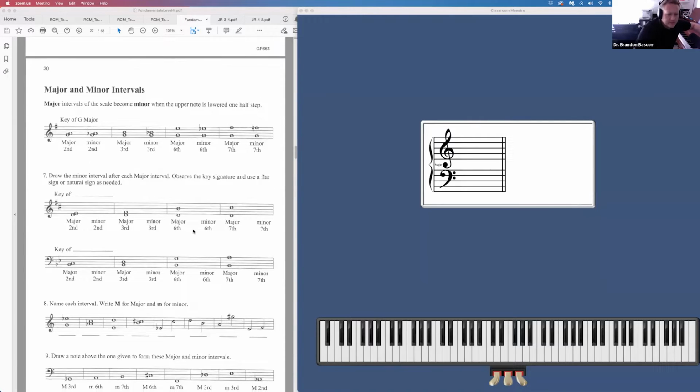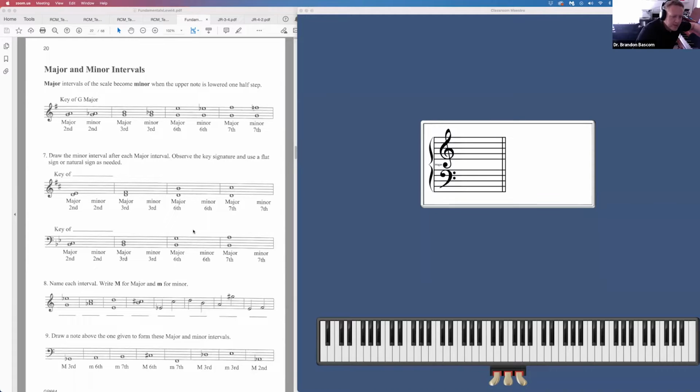On page 20, we are now learning about minor intervals. Minor intervals occur in other scales, not in our major scale. So it's going to be a half step lower than the major counterpart. So we have a major second, and if we lower that a half step, we get the minor second.